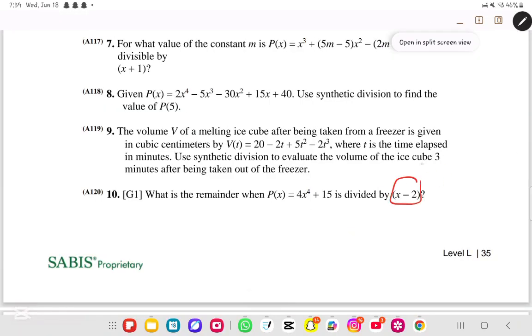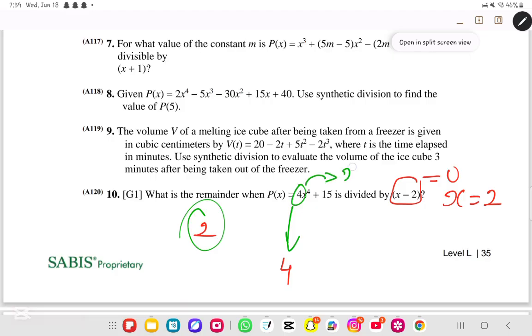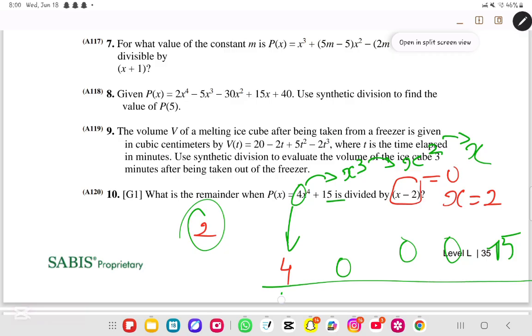Okay, so very simply, you will make this equal to 0. So this equal to 0, you will get that x is 2. Now 2 is what? The divisor. So 2 is the divisor, and then you have 4. Now notice, you need to continue. So x to the power of 4, it will be x to the power of 3, which is 0. Then x to the power of 2, which is also 0. And then x, which is 0. And then we reach 15. So first thing you will do is you will drop the 4.